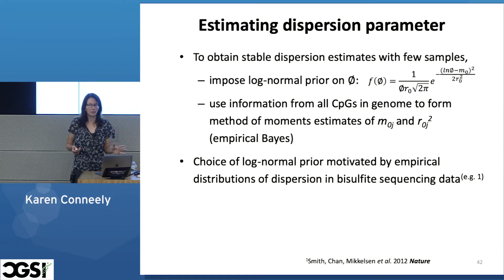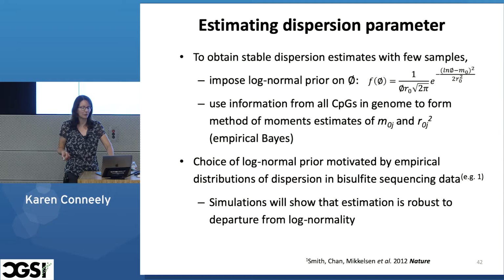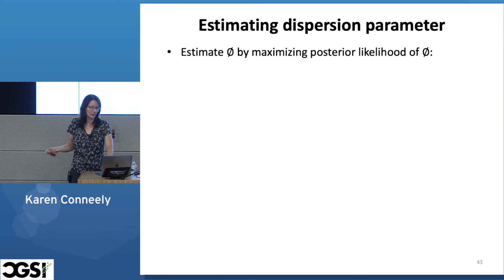This was motivated by empirical distributions from data that were available at the time. But in our simulations, it turns out that it's robust to departures from this assumption. If we have other distributions as well, it doesn't seem to affect the estimation. The important thing is how this shrinkage approach works, which I'll try to show you.